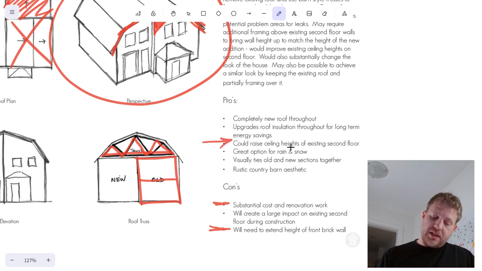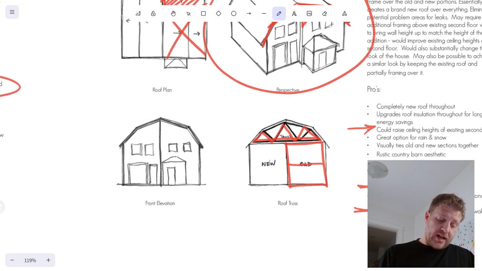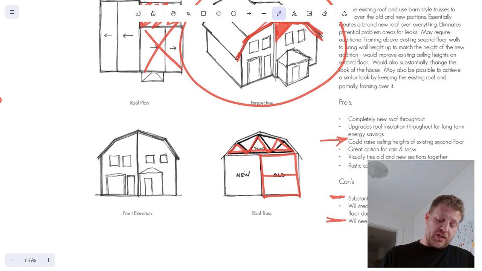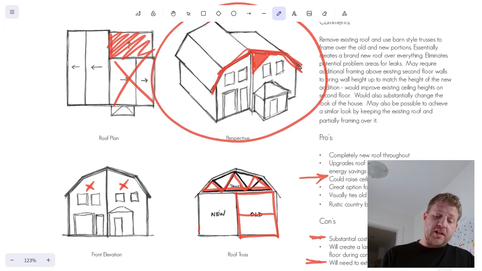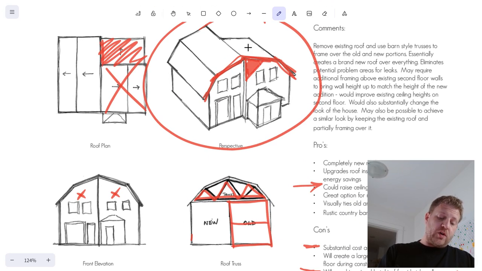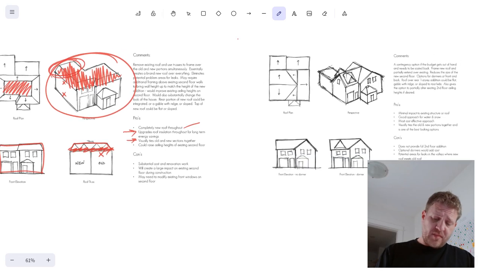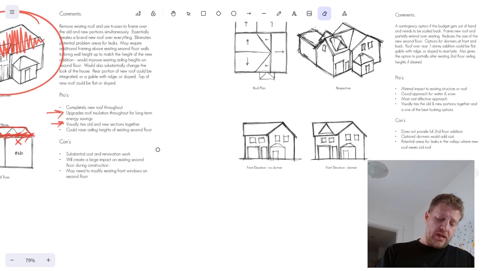You could raise the ceiling heights of the second floor of the existing building. We didn't touch on that, because you can have a really high ceiling in the second floor of the addition, but you could also add a higher ceiling to the second floor of the existing building too. That's a nice bonus if you wanted to renovate the second floor of the main part of the house. You really could raise the ceiling heights up. Kind of a bonus of that barn style.